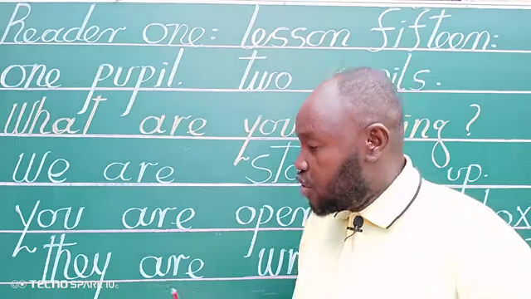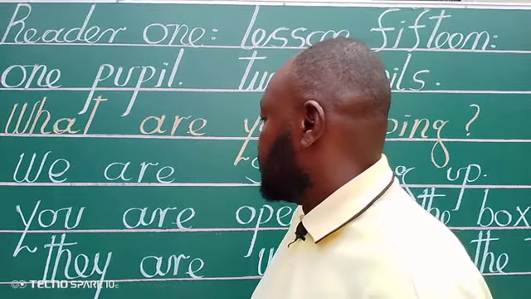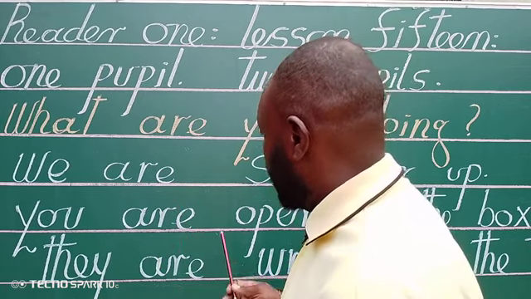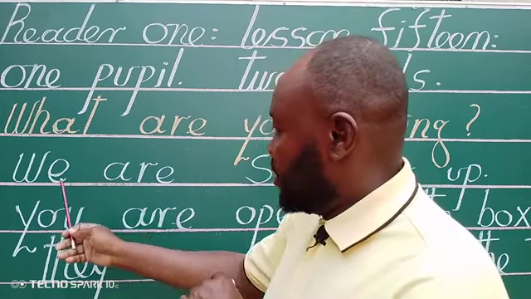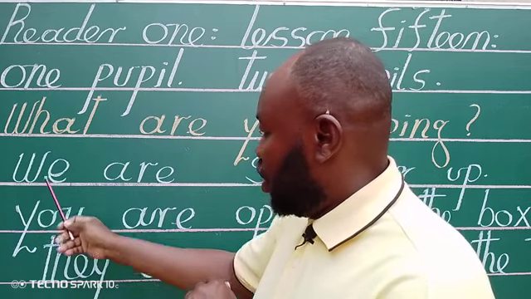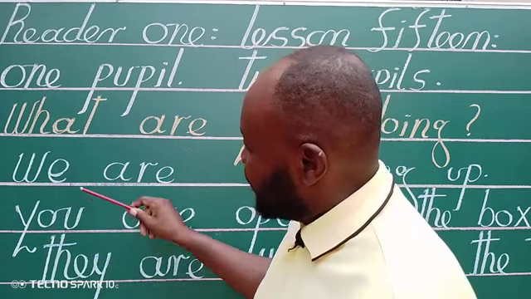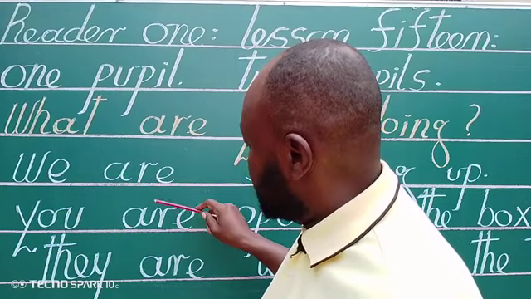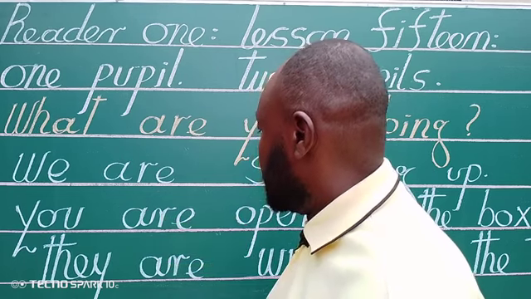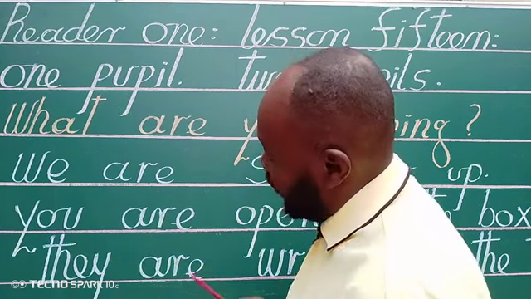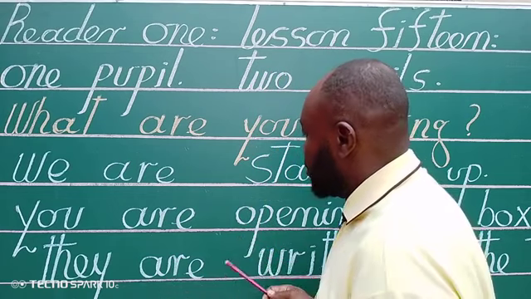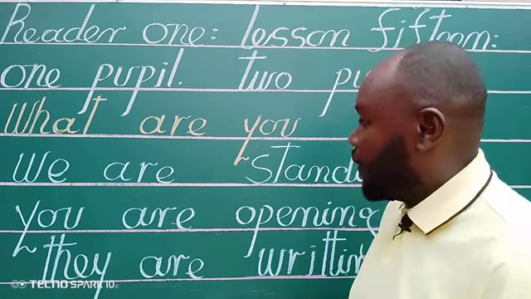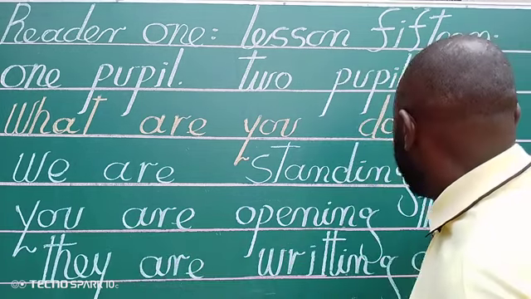That is, whenever we use "is." When do we use "is"? We use "is" with the third person pronouns: she is, he is, it is. But for first and second person pronouns, we use "are." This is the difference. You have to focus on this in order to avoid your mistakes, okay? We are standing up.